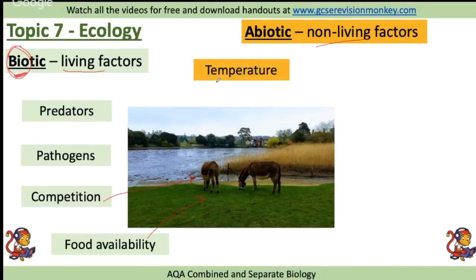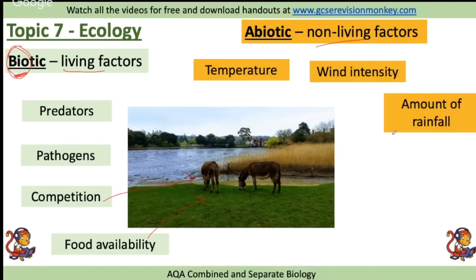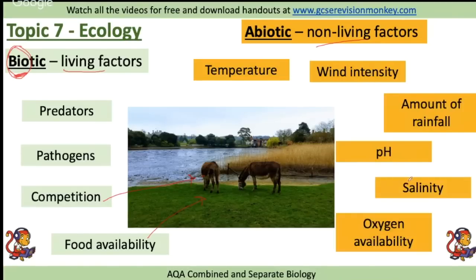Abiotic factors, non-living factors, lots to do with weather on this one. So temperature would affect that ecosystem, wind intensity, amount of rainfall, pH, salinity, which is how salty it is, and oxygen availability, for example. Have a look at what situation you're given, because if you're talking about oxygen availability, you're only talking about aquatic environments. So if we're talking about the water here, we'd be talking about things like how salty it is and oxygen and temperature, but obviously we wouldn't be talking about wind with that one so much.